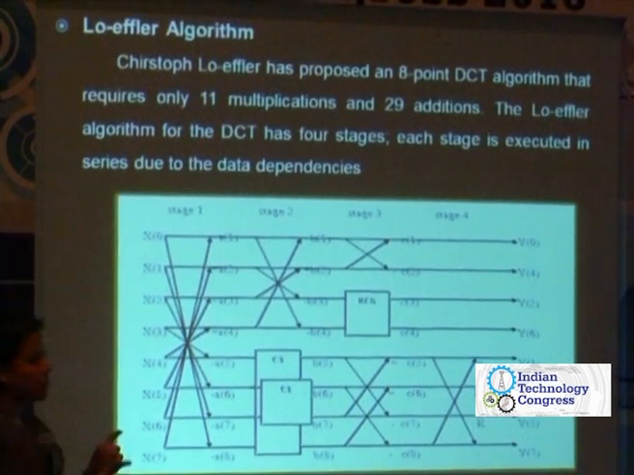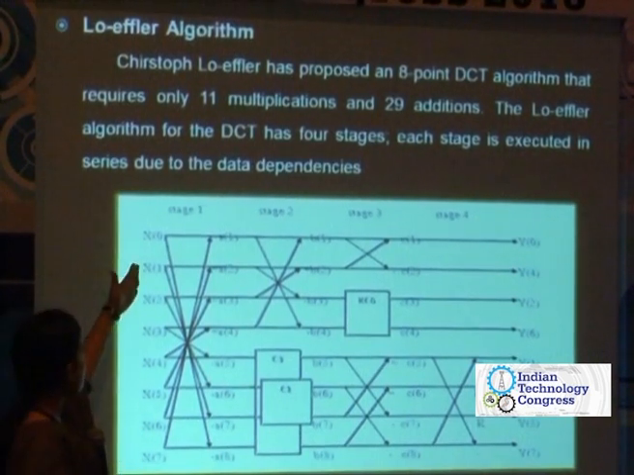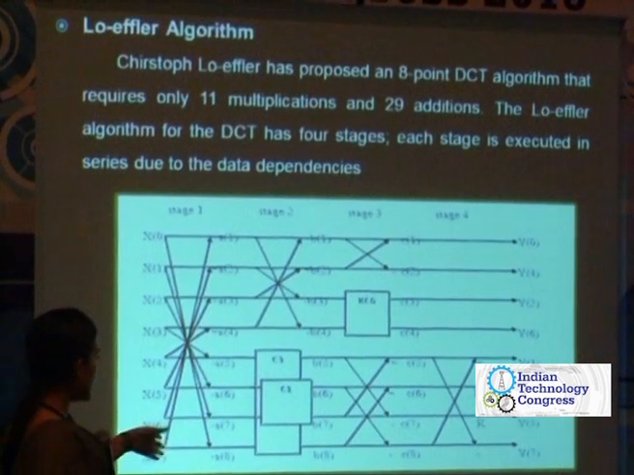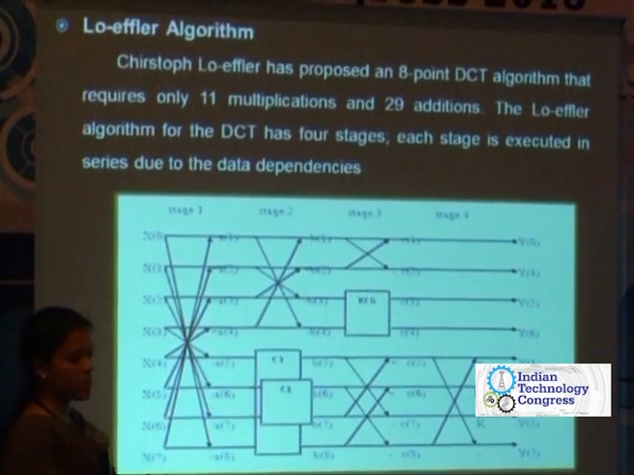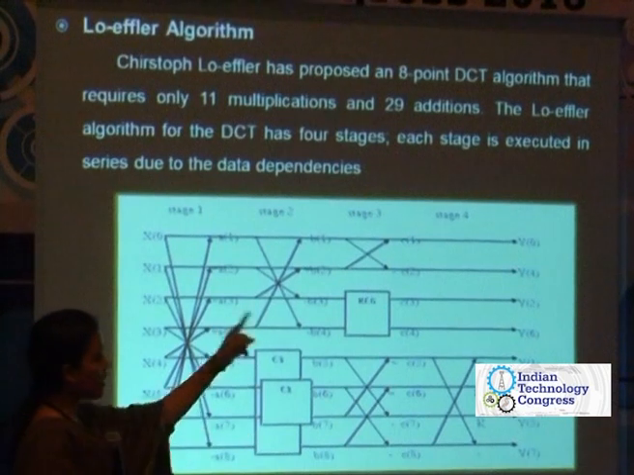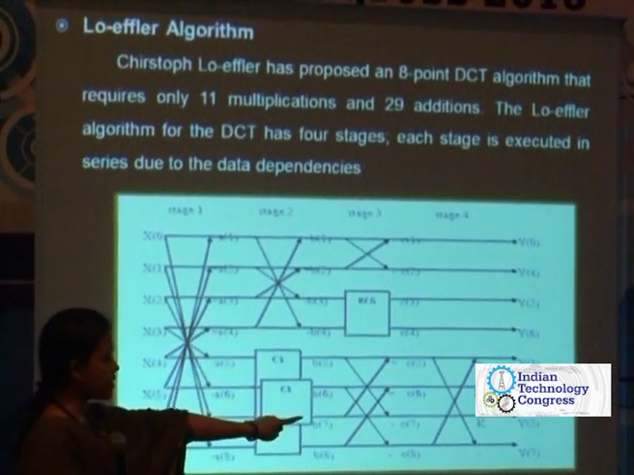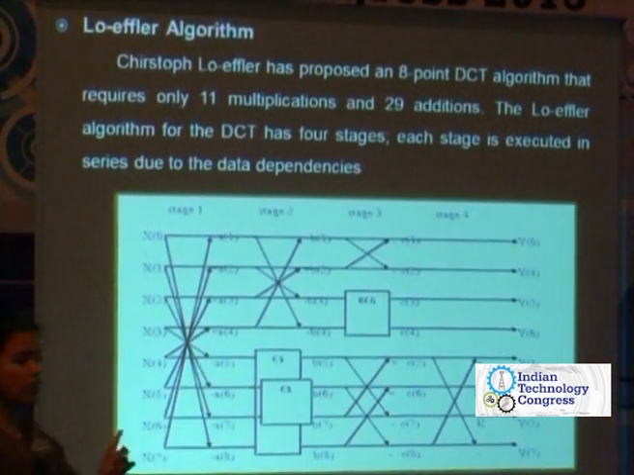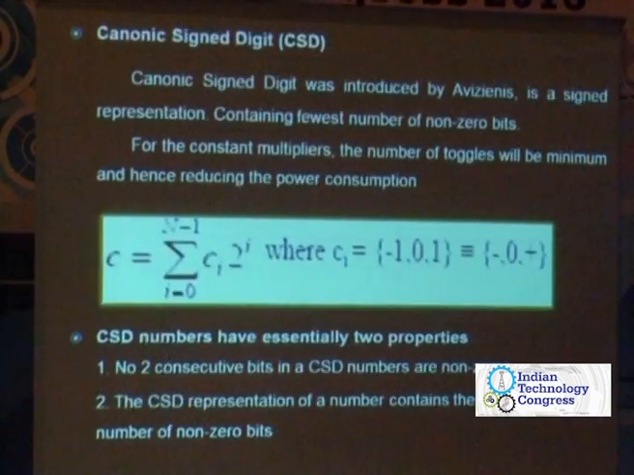We take an 8 x 8 input image, and it is given as x0 to x7. It is computed in 4 different stages. At the end, we will get the output of the 1D DCT. It reduces the DCT computations to 11 multiplications and 29 additions.